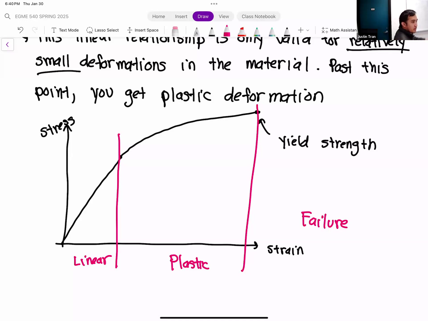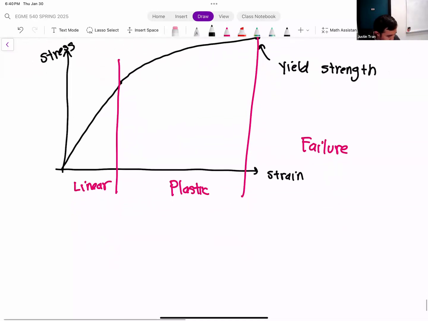All right, any questions on this? Okay, last thing I want to mention today, because we're going to see it in the activity next week as well. Let's talk about the Poisson's ratio.